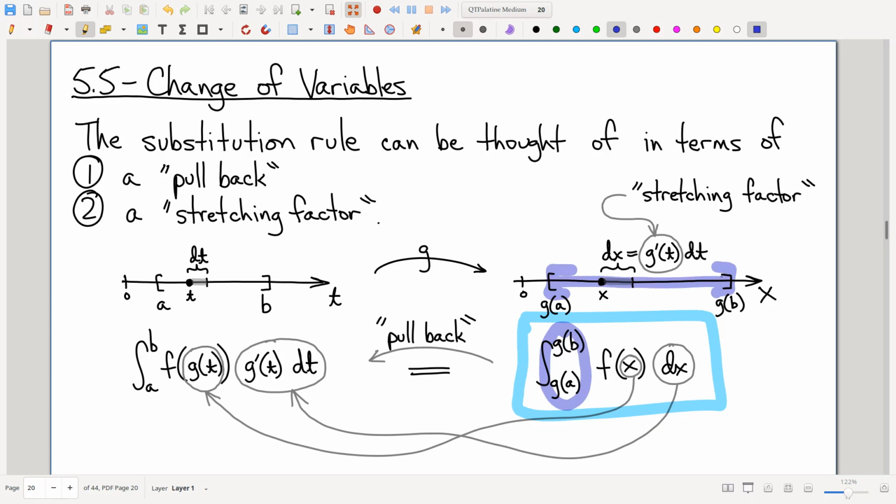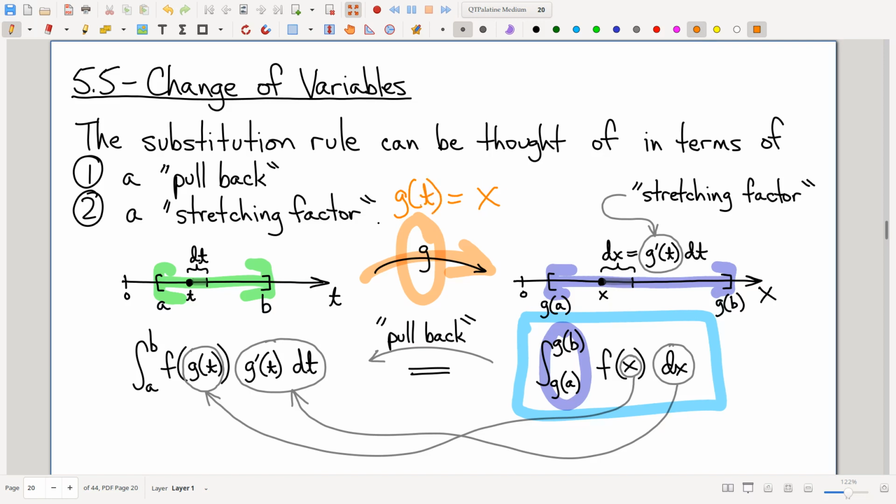Like so. If you can find a way to view that domain as being the image of a different domain, then once you've written down this function, and keeping in mind that gives x as a function of t, right? x is g of t.